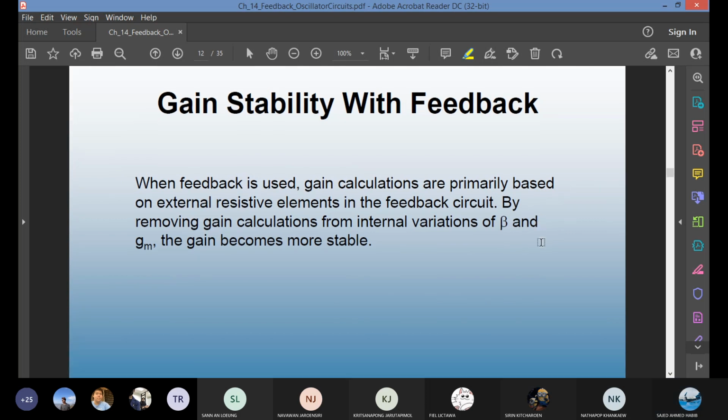Here again, the slide is talking about gain stability with feedback. When you use the feedback, you have seen most of the gain calculations are primarily based on external resistive elements in the feedback circuit. So in the gain calculation, internal variation of beta and gm are mostly not present in the final gain calculation. The gain becomes more stable.